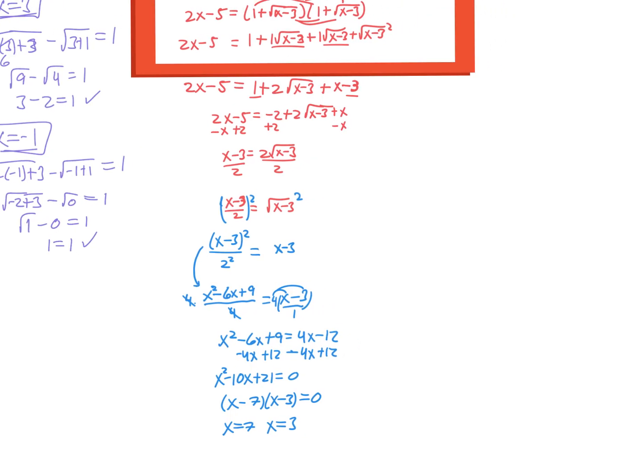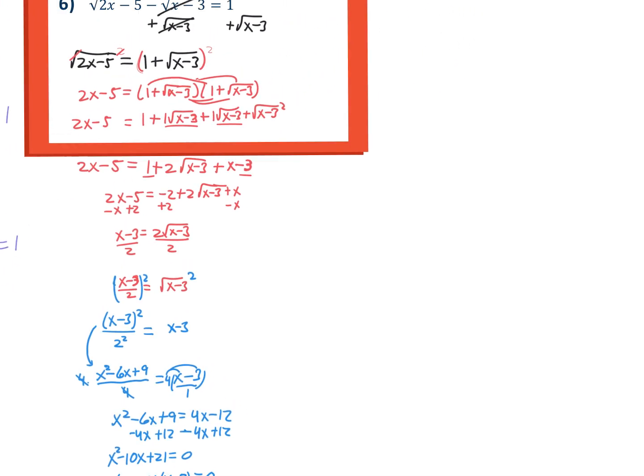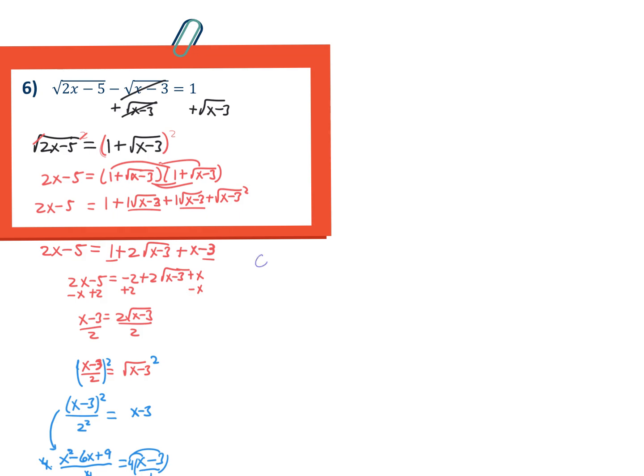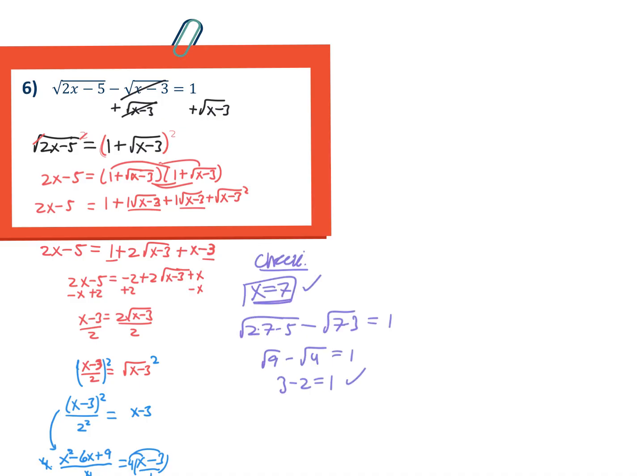We do want to check our answers now, though. I'm going to check x equals 7 first. I'm going to plug it into the original. So I get the square root of 2 times 7 minus 5 minus the square root of 7 minus 3 equals 1. 2 times 7 is 14, and 14 minus 5 is 9. So I get the square root of 9 minus, 7 minus 3 is 4, square root of 4 equals 1. So I get 3 minus 2 equals 1. That does work.